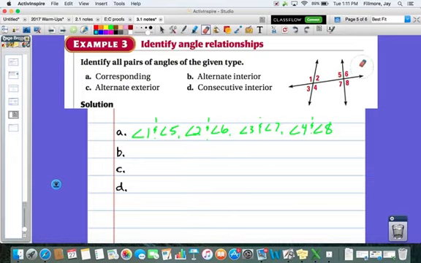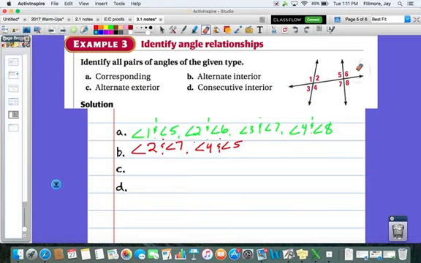For part B, we're going to look at some alternate interiors. So they're interiors, which means we're not using anything on the exterior or the outsides. We're not going to use 1 and 3. We're not going to use 6 and 8. And they're alternates. That means one should be on the top, one should be on the bottom. So angle 2 and angle 7. And then angle 4 and angle 5. So if this looks a bit messier than usual, I'll have to write from my iPad because the board isn't working.